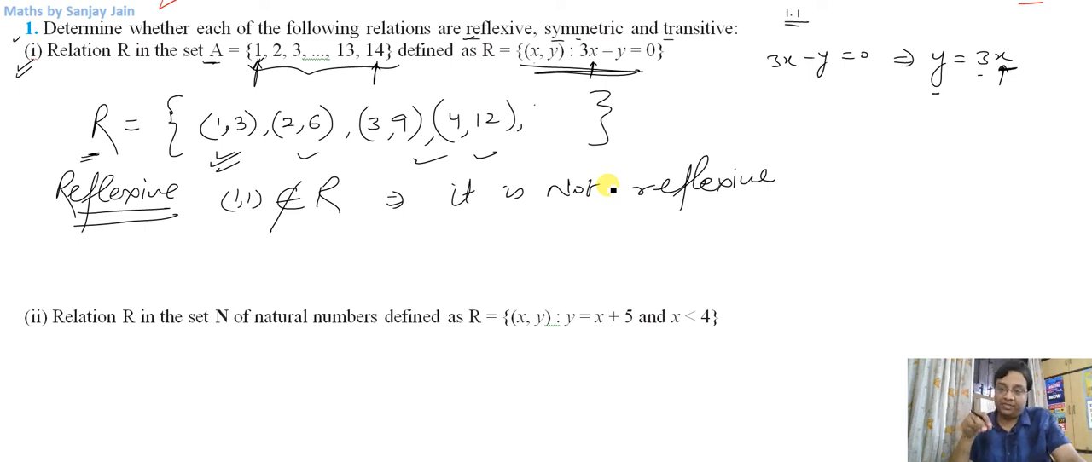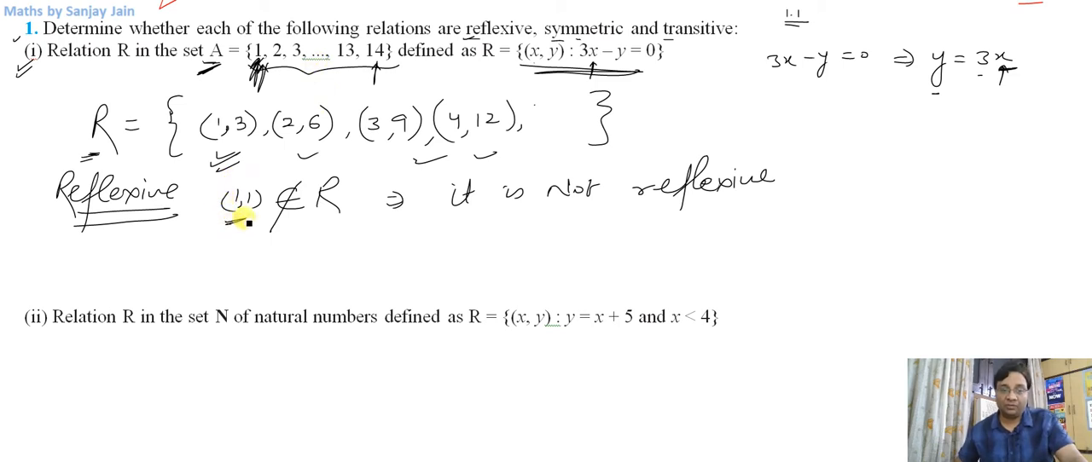So if it was present in this relation, would it be reflexive? No, it is not sufficient information for me to say that it is reflexive, because every doublet should be present, (1, 1), (2, 2), (3, 3) up to (14, 14). So whatever element is there in set A, its doublet should be present in the relationship for it to be reflexive, but it is not present.